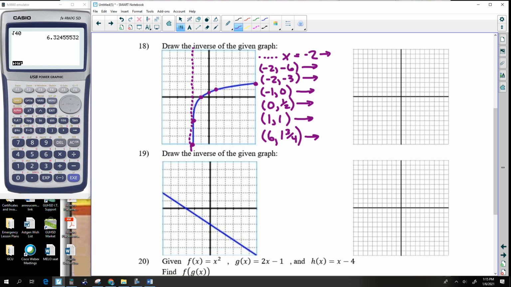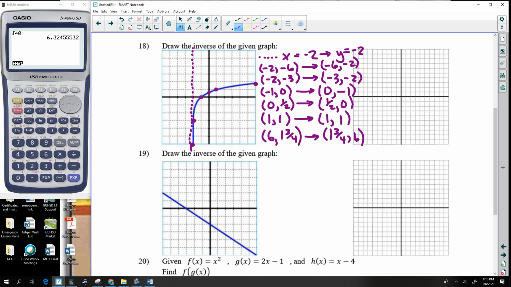But again, it doesn't really matter. So y is equal to negative 2. This is negative 6, negative 2. Just again, x's become y's, y's become x's. 0, negative 1, 1/2, 0, 1, 1, and 1 and almost 2, and 6.